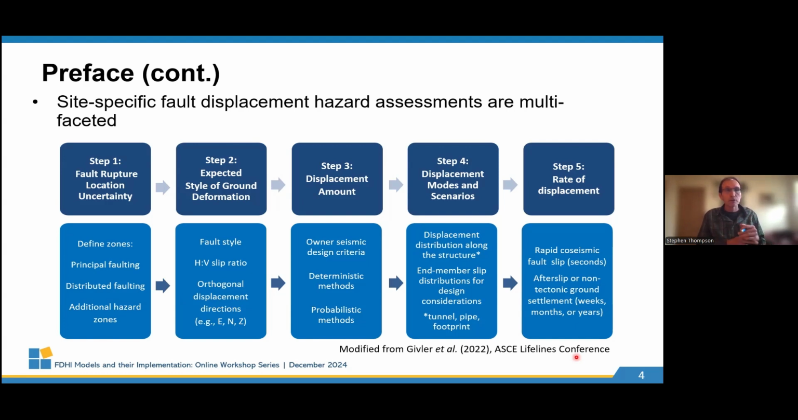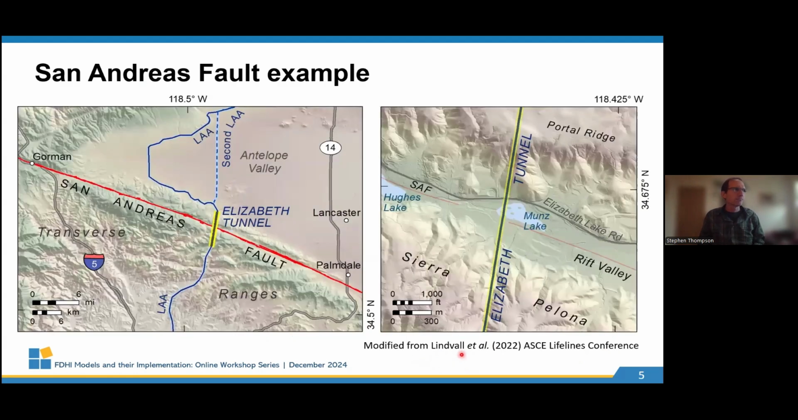Some engineering solutions are interested in the actual velocity of the displacement itself. So sometimes those other requirements are involved. All this, I should say, is from a paper by Givler et al. presented at the ASCE Lifelines Conference. So first example, San Andreas Fault.